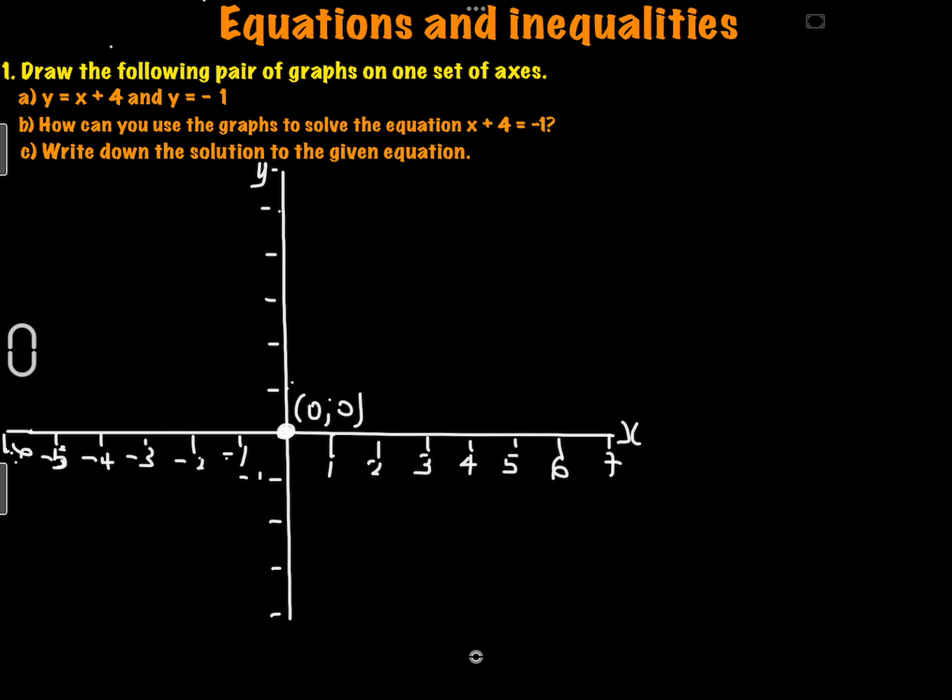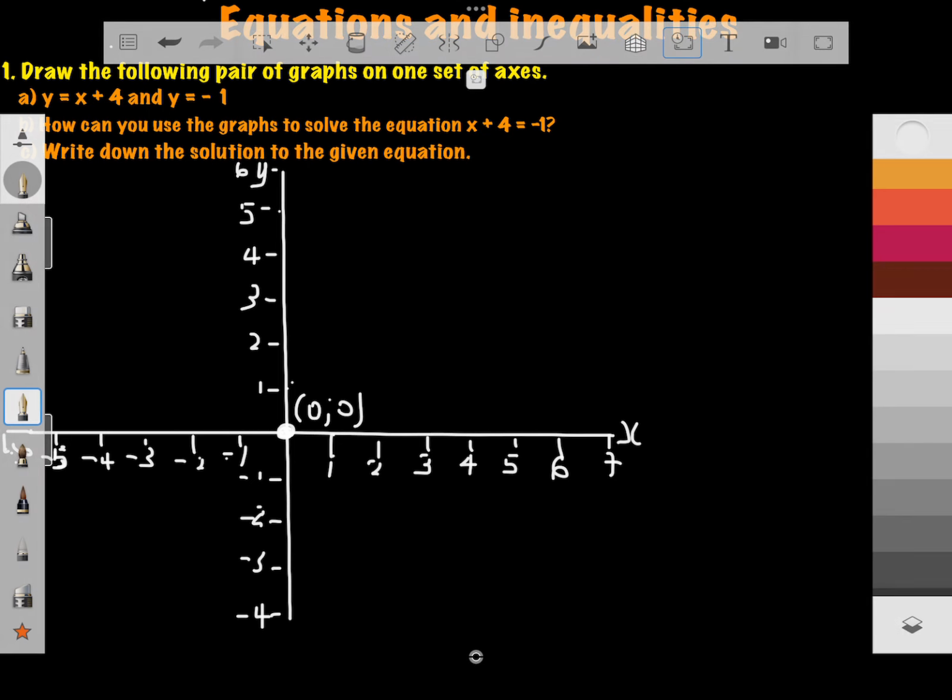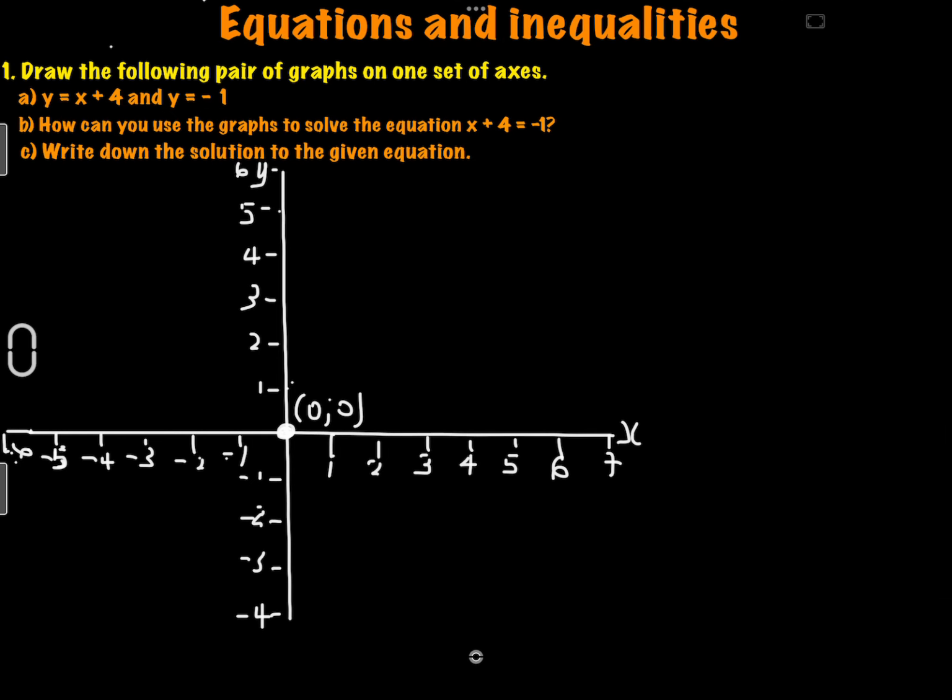Now along the y-axis we have negative 1, negative 2, negative 3, negative 4. And then we have positive 1, 2, 3, 4, 5, and then 6. Okay, so essentially now we have our Cartesian plane, or our graduated Cartesian plane, because now we have indicated the markings. The first question they ask us to do says: draw the following pair of graphs on one set of axes.